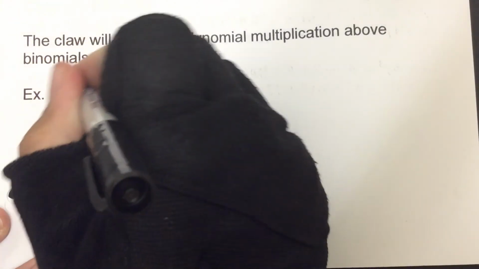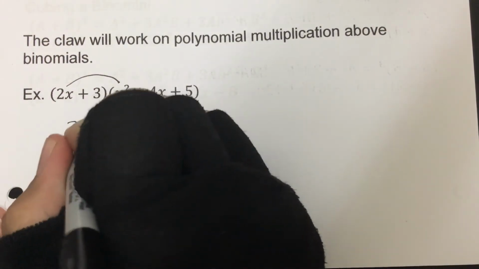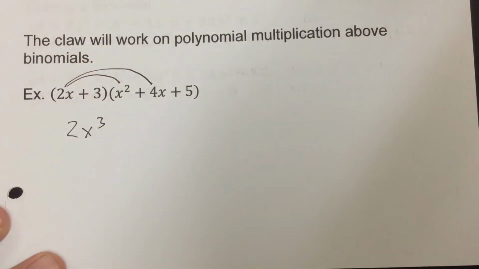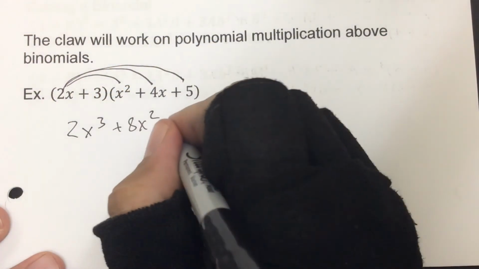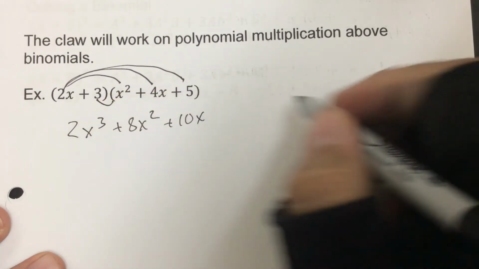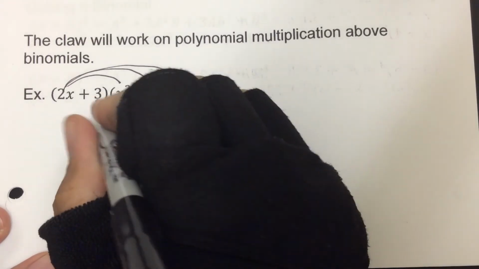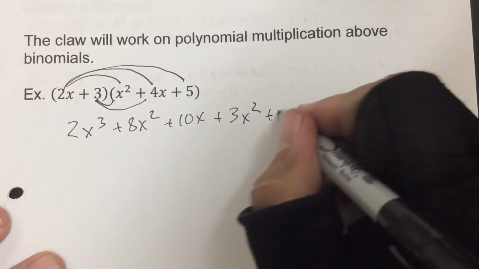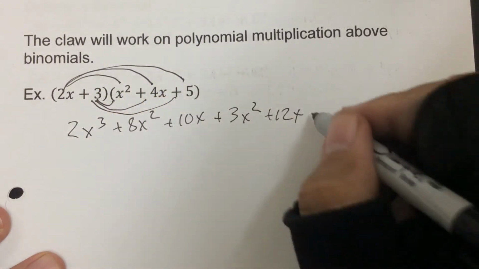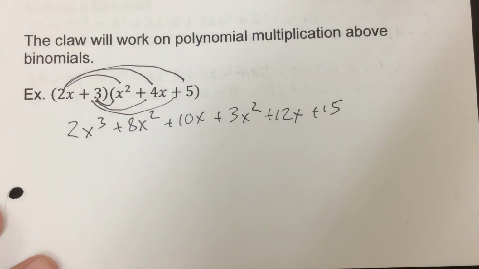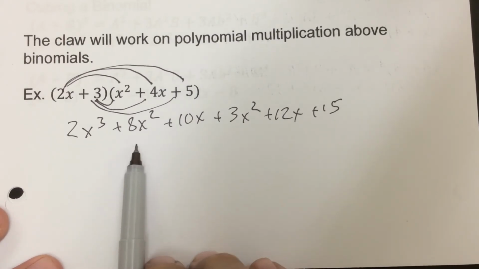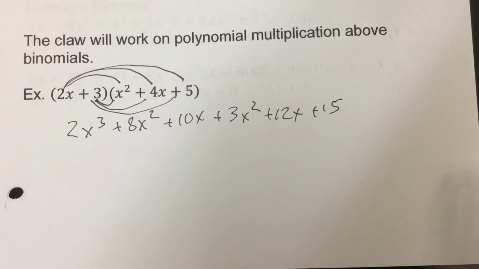So if we multiply this out, 2x and x squared make 2x to the third, and 2x and 4x make 8x squared. And 2x times 5. So we do the bottom, 3 times x squared. 3 times 4x. And 3 times 5. I know some people will write it so that it matches up below, so it's easier with adding them together, and that works too.